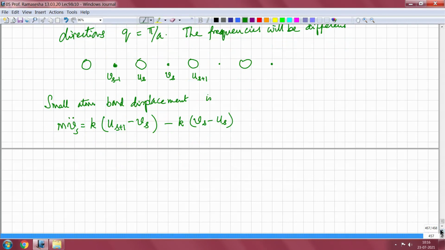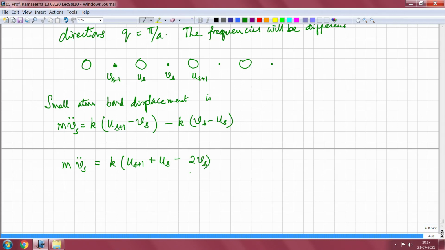Now we can simplify this as m vs double dot is equal to k times us plus 1 plus us minus 2 vs.